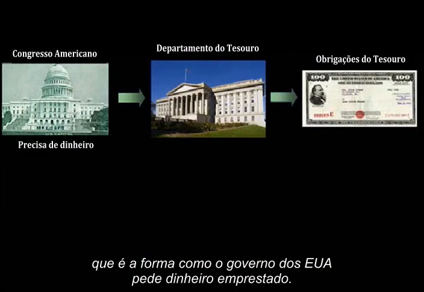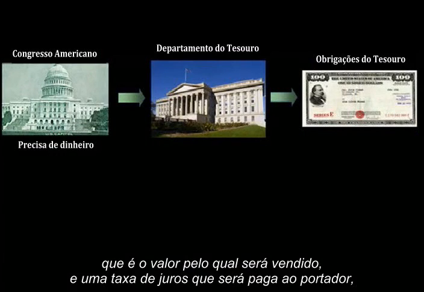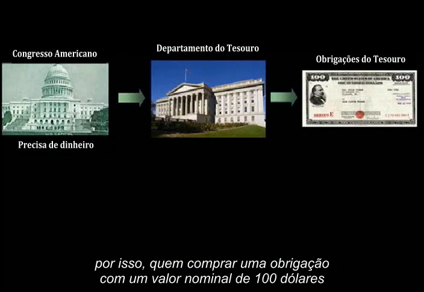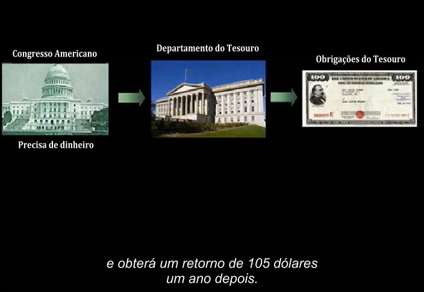So the Treasury Department, in order to raise cash, will print up a stack of Treasury bonds, which are the means by which the U.S. government borrows money. A bond has a face value, which is the amount it will be sold for, and it has a stated rate of interest that it will pay to the holder. So if you bought a bond with $100 face value and that paid a rate of interest of 5%, then you'd pay $100 for this bond, and you'd get $105 back in a year.